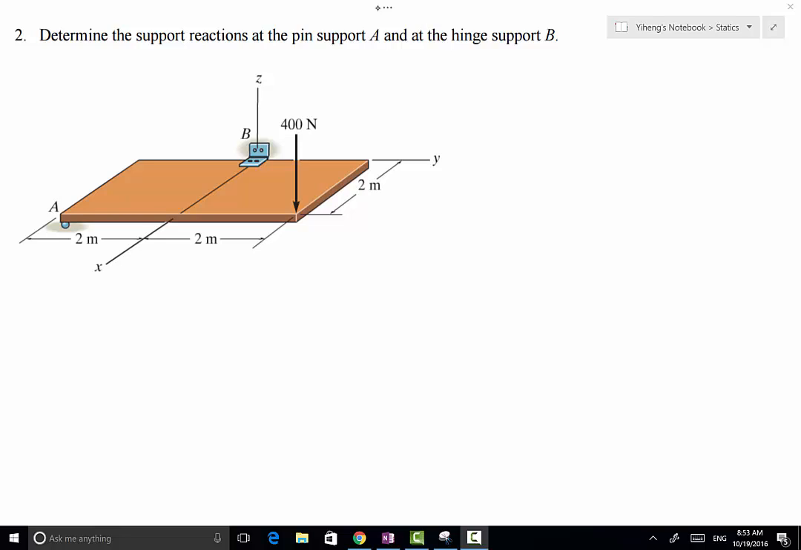In this problem, we have a board that is being supported at point A by, as you can see, a roller. So this is incorrect. And at point B, a hinge. It's subjected to a 400 Newton force, and we need to determine the support reactions at point A and at point B. The coordinate system, again, is given.